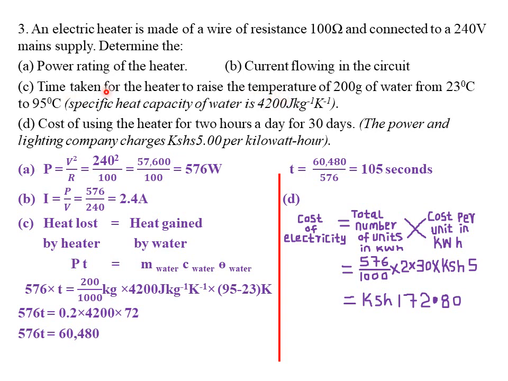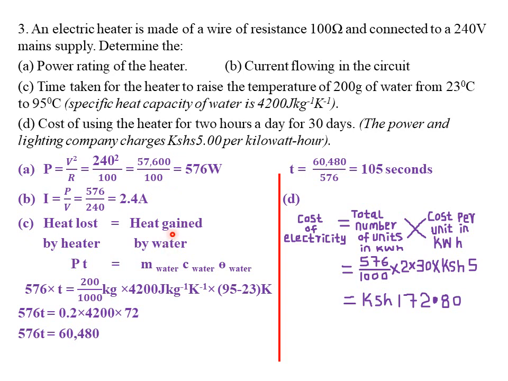Therefore, if we want to find the time taken for the heater to raise the temperature, we are going to use the relationship that the heat lost must be equal to the heat gained, assuming that no heat gets lost to the environment. So the heat lost by the heater must be equal to the heat gained by the water. The heater is the one supplying heat, therefore it is losing heat, and that heat is being gained by the water.